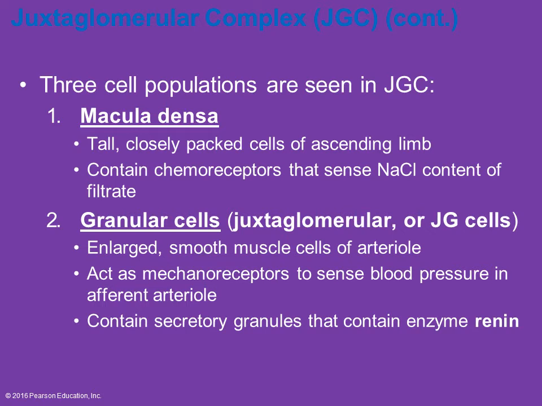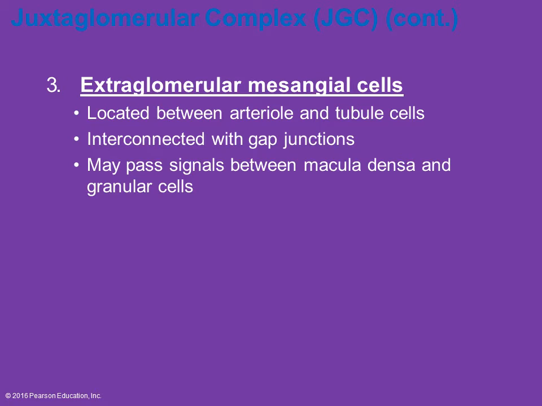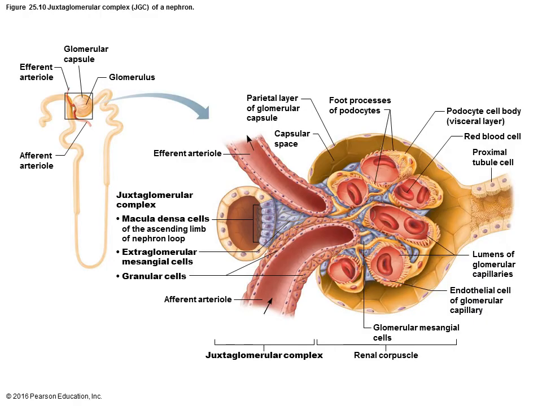You also have granular cells. They contain granules that secrete the enzyme renin. They act as mechanoreceptors. They are sensing the blood pressure. And then you have your extraglomerular mesangial cells that help with intercommunication, essentially. So all these are going to be working together to help monitor the blood pressure within the glomerulus.